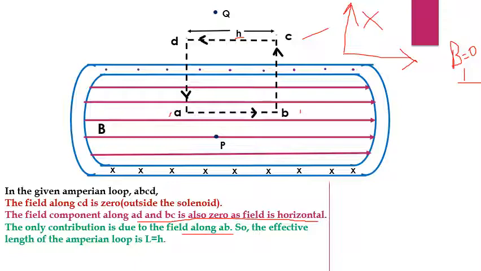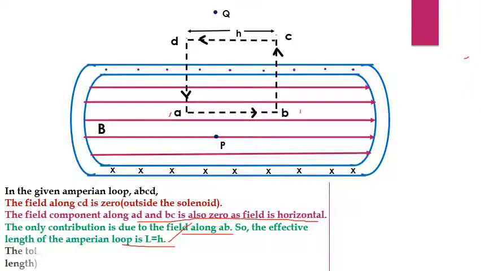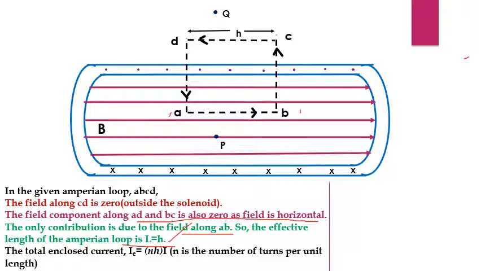So the effective length of the Amperian loop will only be the length of side AB, and the length of side AB is equal to h. So here we take the effective length of this Amperian loop equal to h. Now we consider the effective length to be h, and we can easily find the total enclosed current.